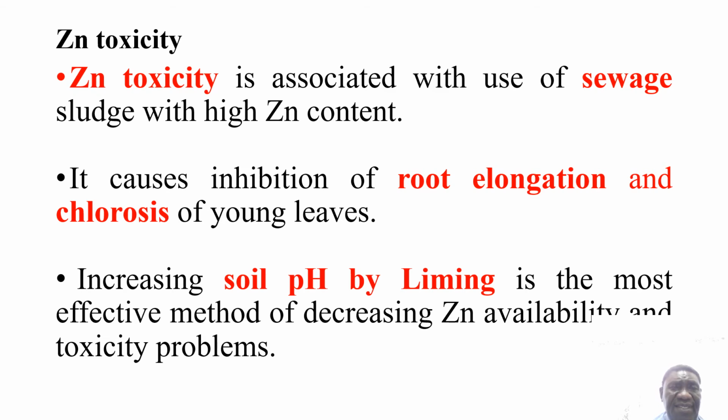Now let us talk of zinc toxicity. Zinc toxicity is associated with the use of sewage sludge with a high zinc content. It causes inhibition of root elongation and chlorosis of young leaves. Increasing soil pH by liming is the most effective method of decreasing zinc availability and toxicity problems.